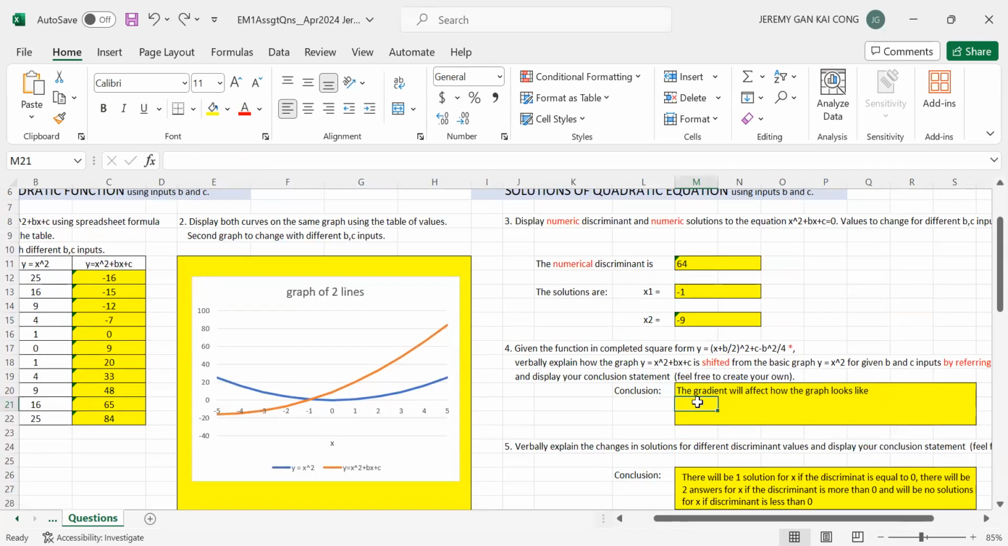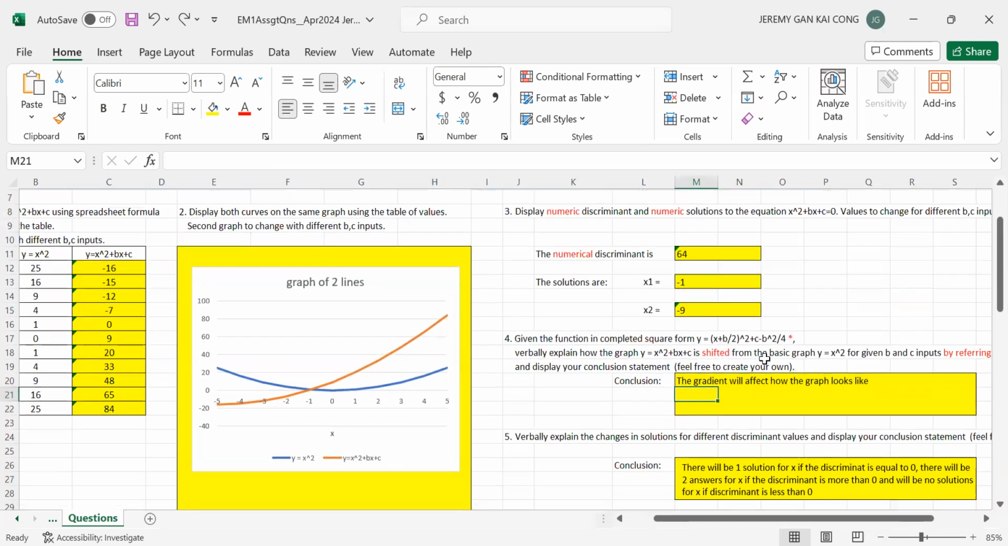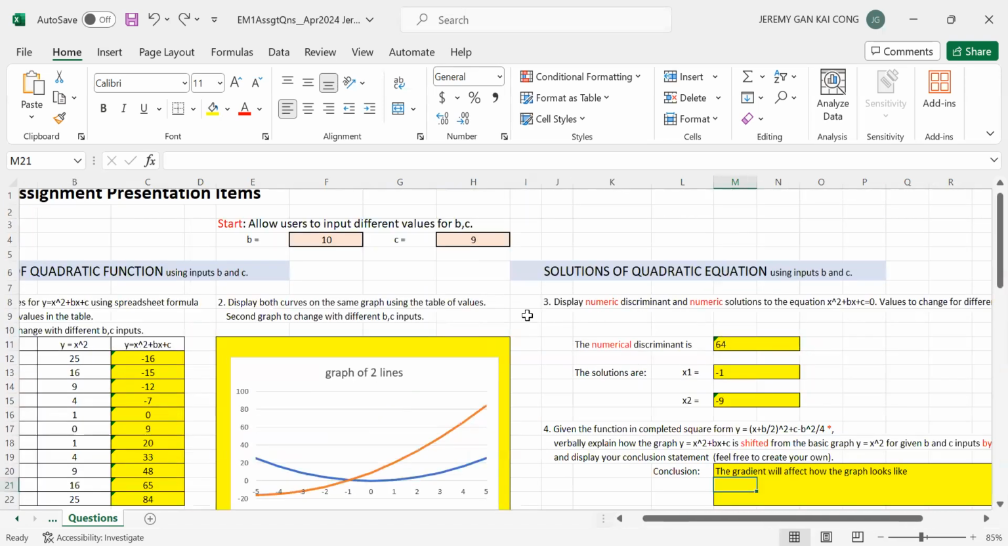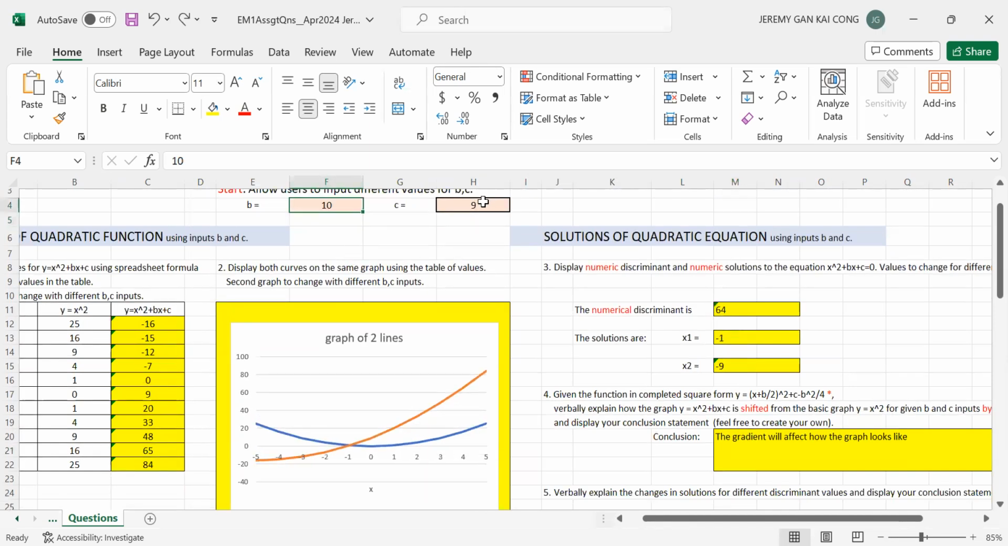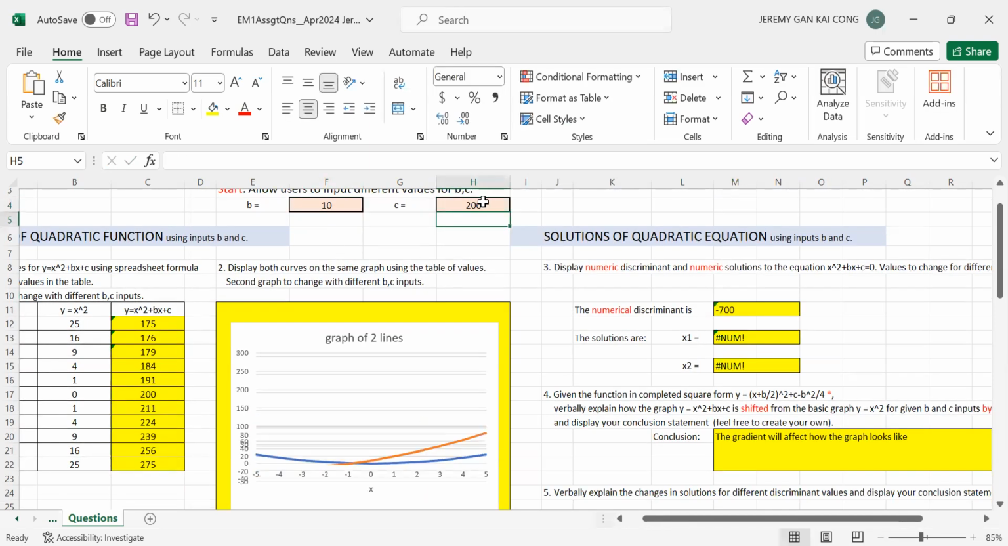So for the fourth question, given the function in completed square form, y equals (x plus b over 2) squared plus c minus b squared over 4. How the graph is shifted is, as I said just now, as I play around with the coordinates, let's say b, the graph will get steeper. But if I play around with c, the minimum point changes.